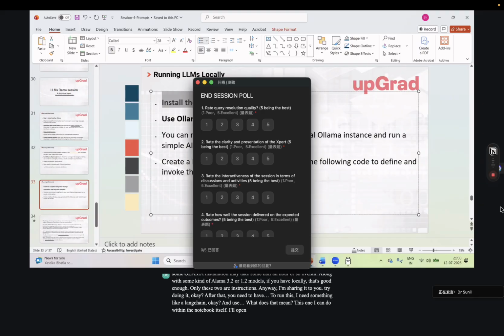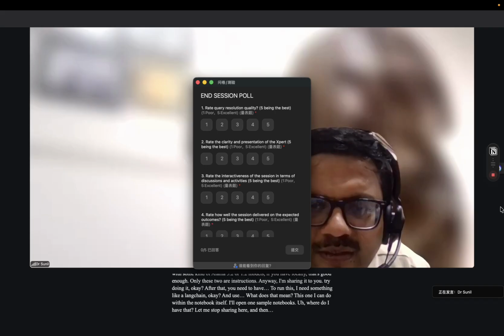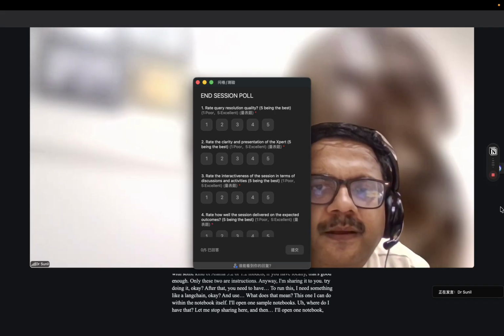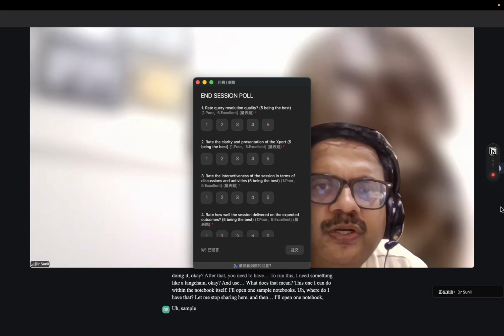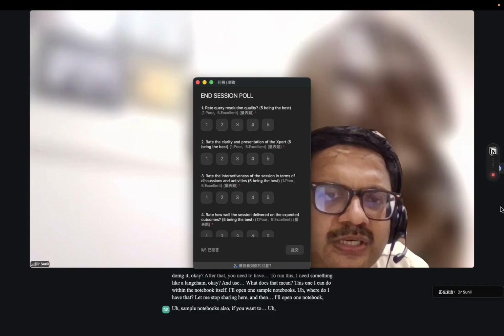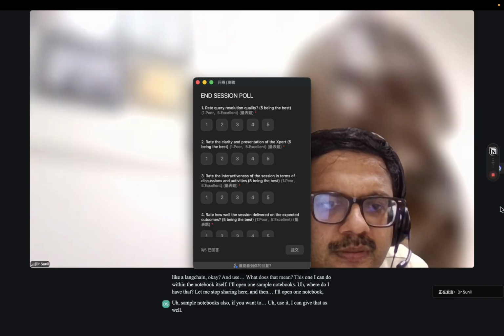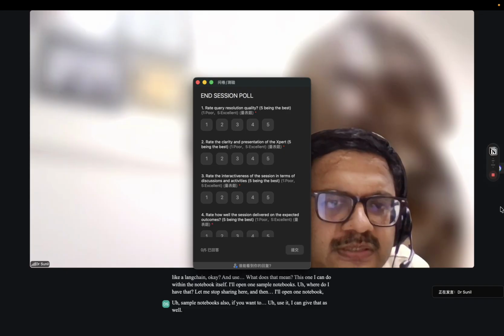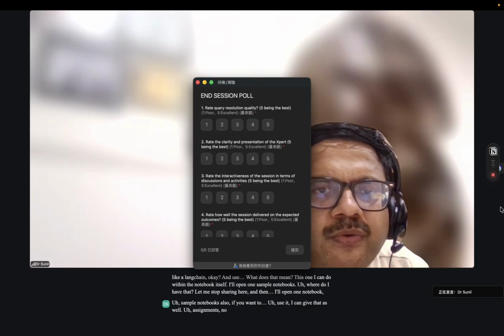I'll open one of the sample notebooks. Where do I have that? Let me stop sharing here, and then I'll open one notebook. If you want to use the sample notebooks, I can give those as well. Assignments, no, the notebooks.